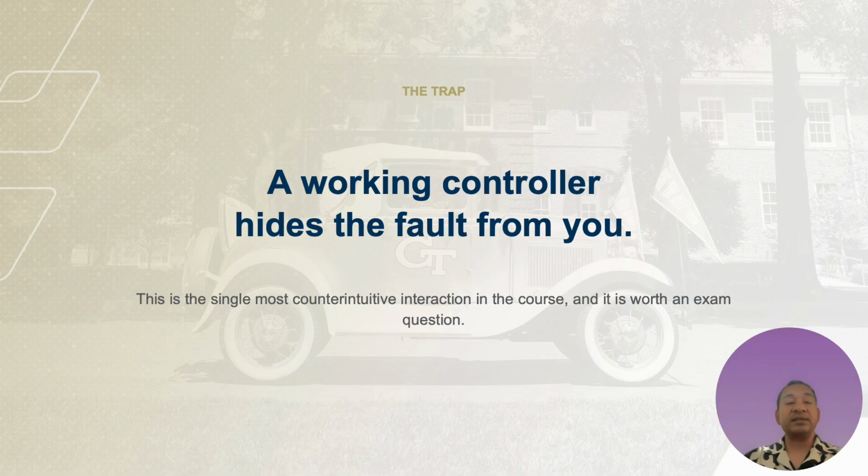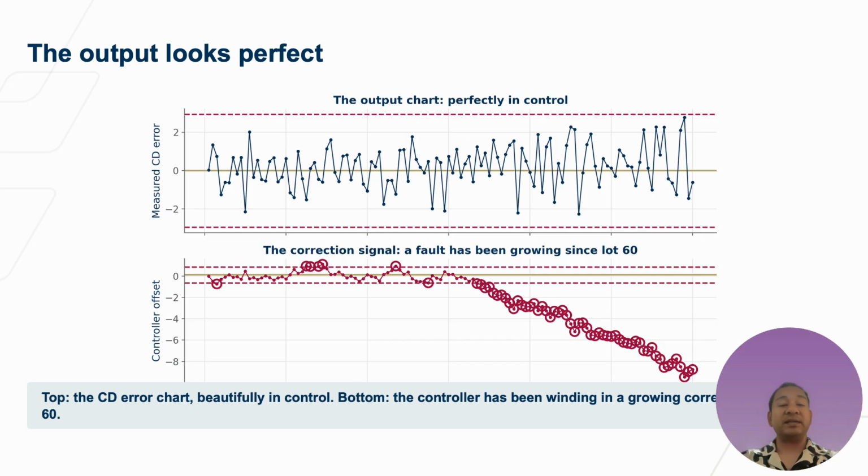All 3 of those statements are wrong in a control loop, and the reason is subtle enough that experienced engineers can get caught by it. It is the most counterintuitive interaction in this course, and yes, it is an exam question. Top chart, the CD error under run-to-run control. Beautifully in control, no points outside the limits, no run rule violations. If this were the only chart you looked at, you would sign off.